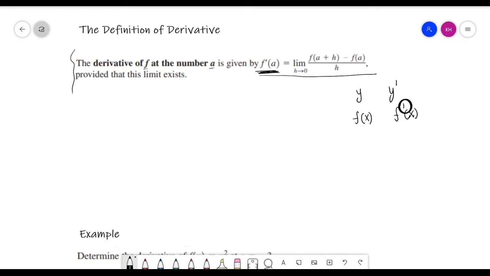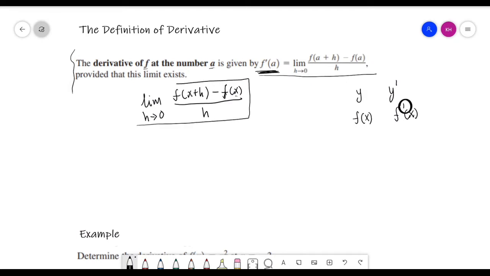And then let's write down the formula which defines the derivative, which is the limit of h going to 0 of f of x plus h minus f of x, divided by h. Now, they have used a as the number, but we can use x. It's the same thing. So what does this formula mean?